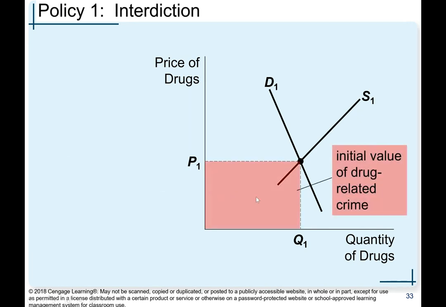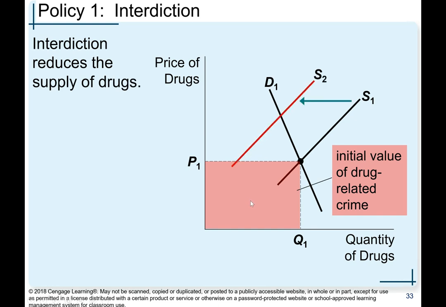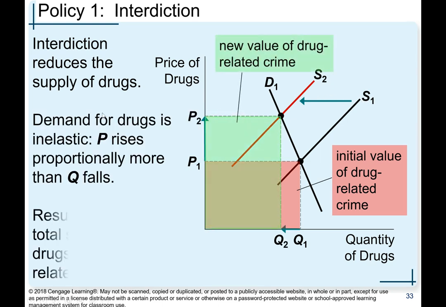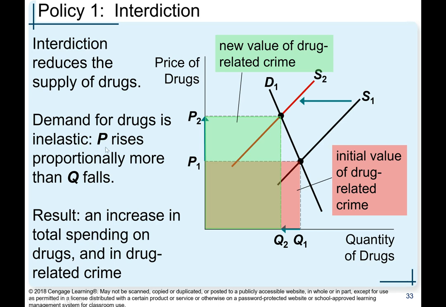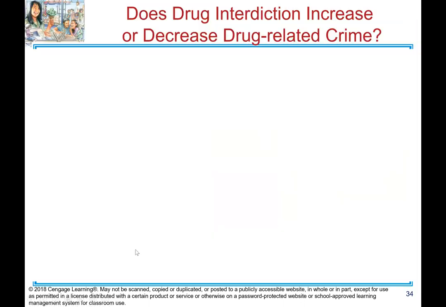Interdiction. The initial value of drug-related crime is this orange area. Interdiction reduces the supply of drugs, shifting the supply curve from S1 to S2. Demand for drugs is inelastic, so price rises proportionally more than quantity. You see that the new value of drug-related crime is the green area. Result, an increase in total spending on drugs and in drug-related crime.